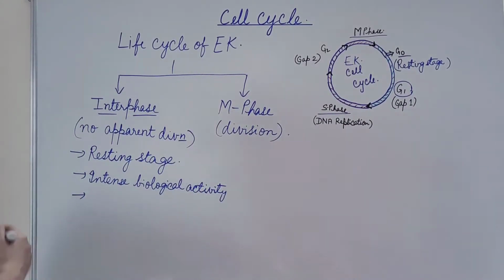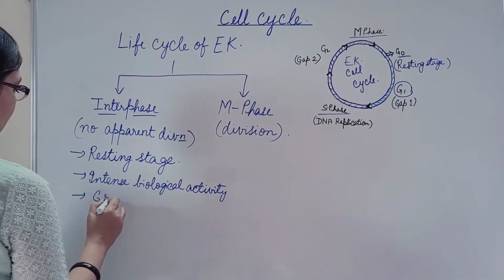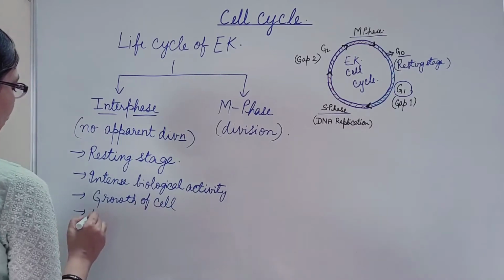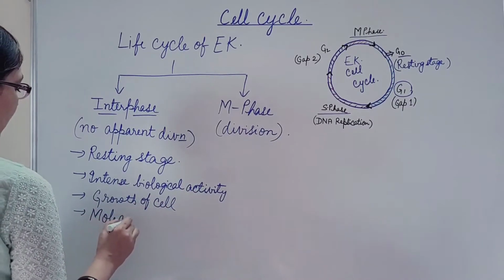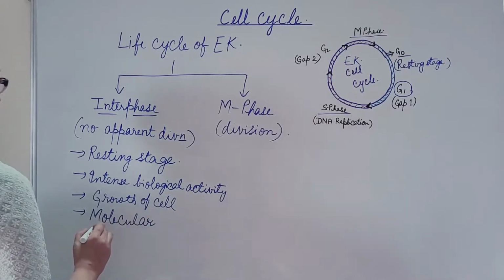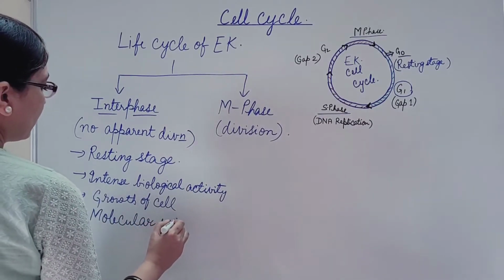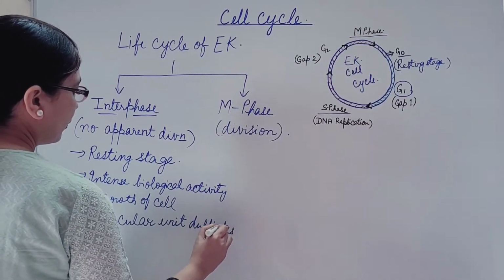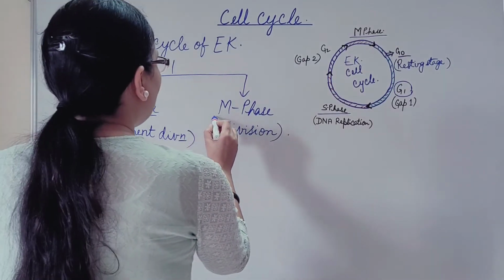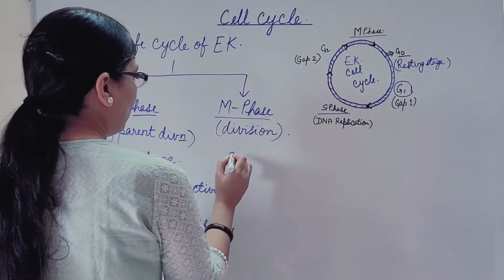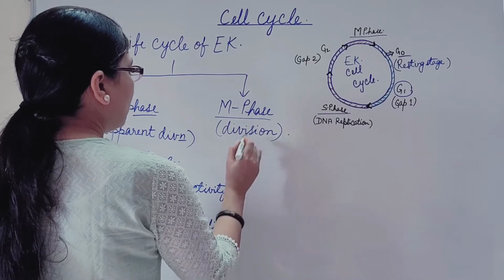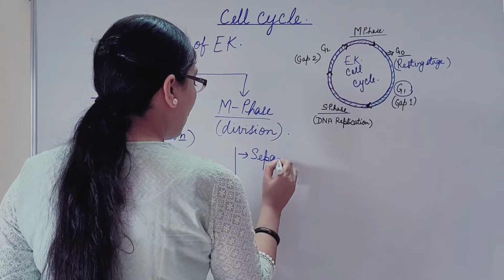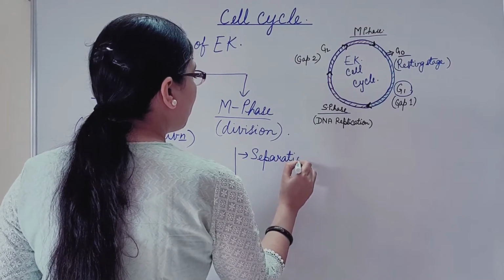The cell grows and doubles its size. Growth of the cell takes place, and all the molecular units like chromosomes, the duplication takes place. And in the M phase, that is the division phase, the cell division is seen, but actually it is the separation of already duplicated molecular units.